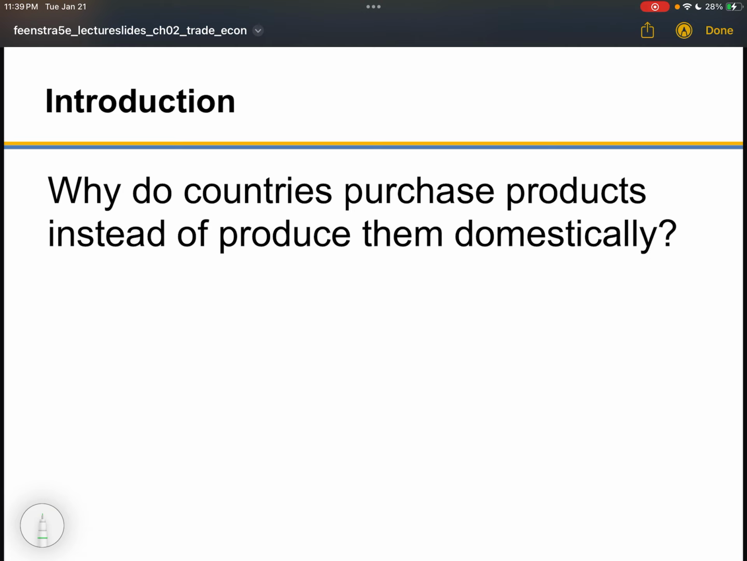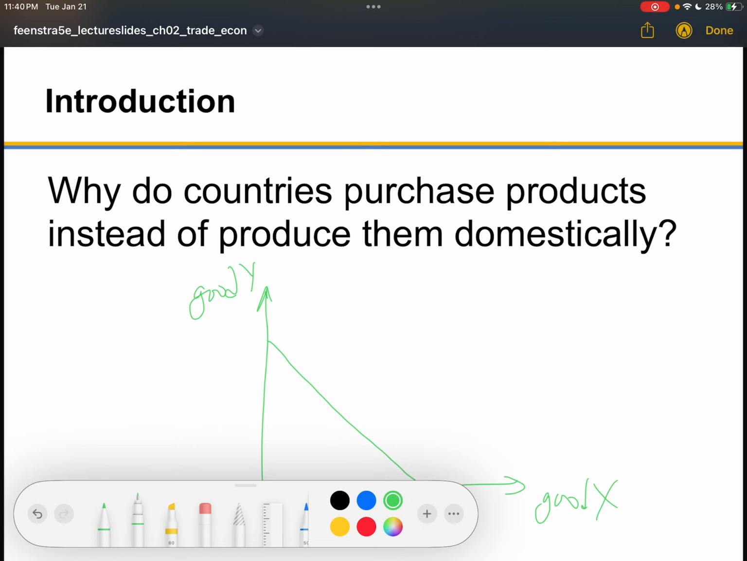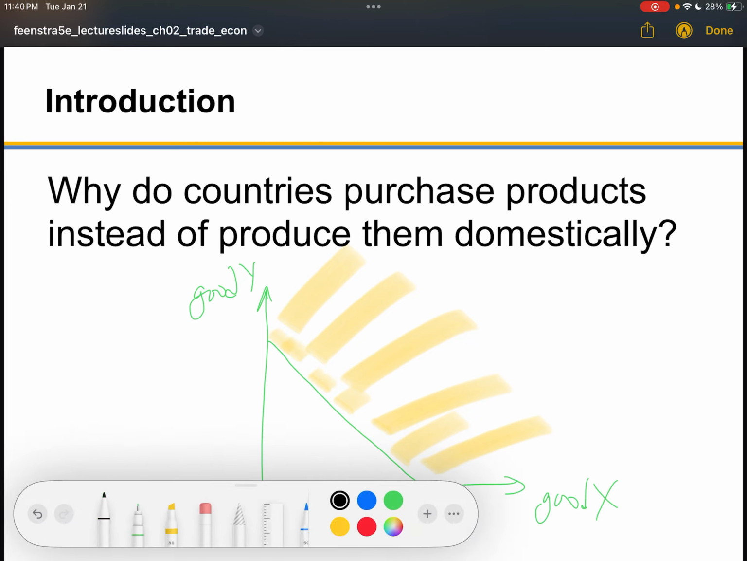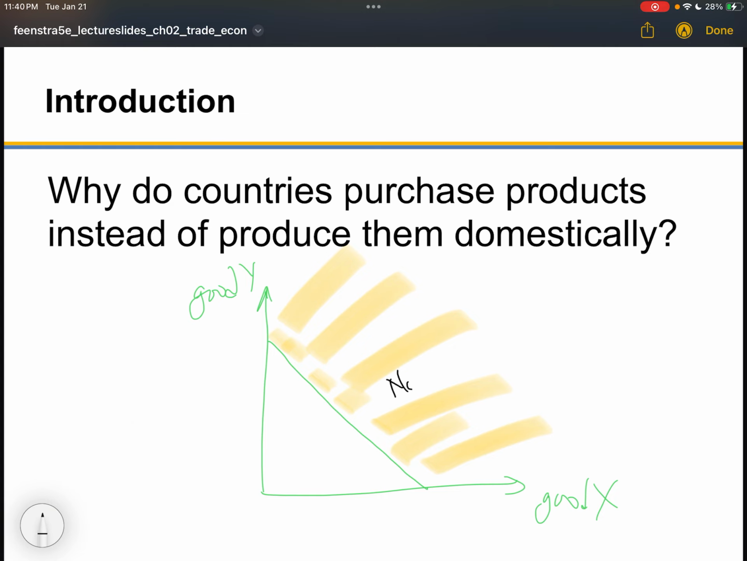So why do countries trade? If you remember from principles, when you studied the production possibilities frontier, and we drew here good Y, good X, and PPF. We said the area outside of the PPF, right? In that area, production was not attainable.